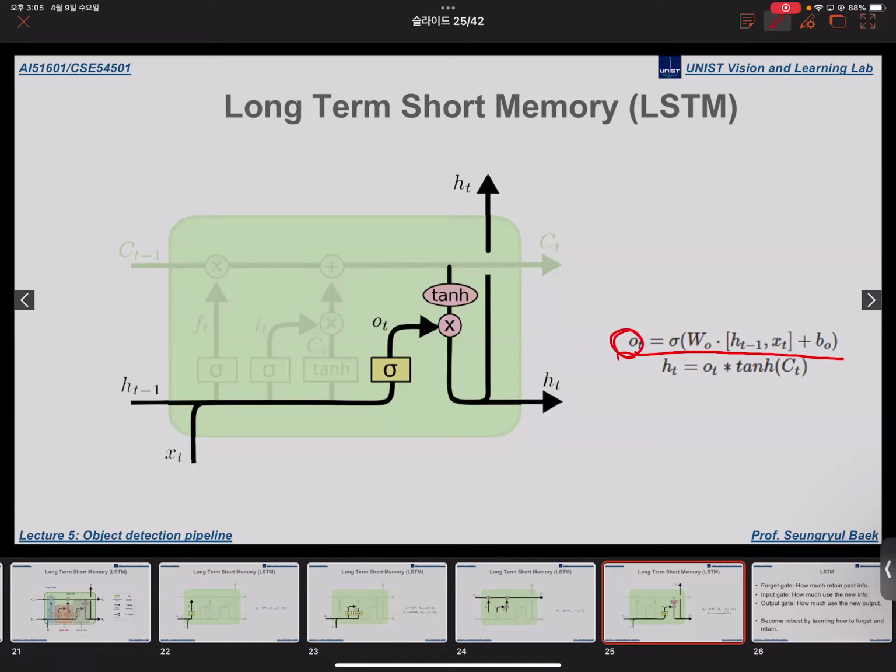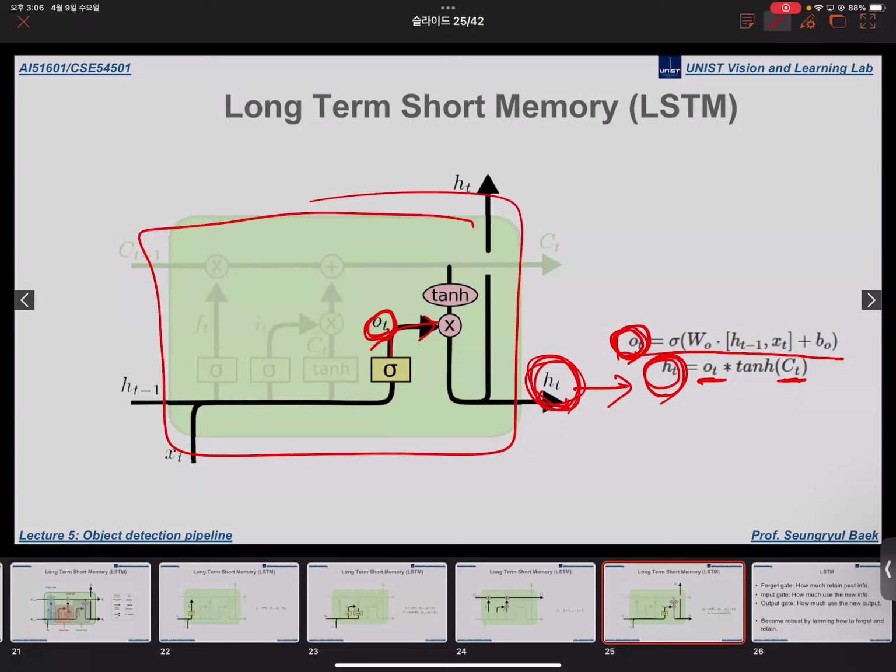And for the output, we can also generate the output here. First we compute the output bit, and then using the current cell state combined with the output bit, we infer the final output for the current timestamp. We transmit it to the next cell, and at the same time we regard this as our output. Okay, that is the LSTM.